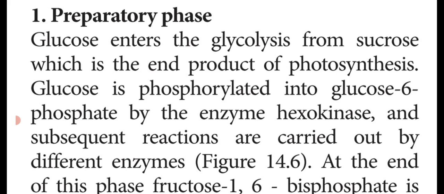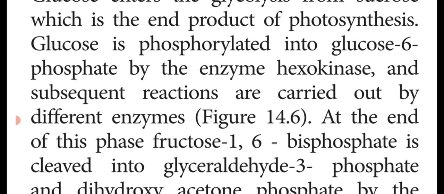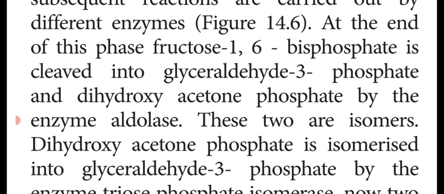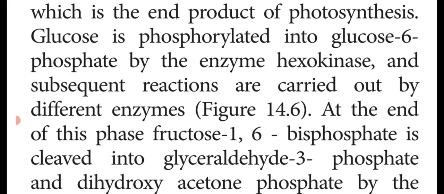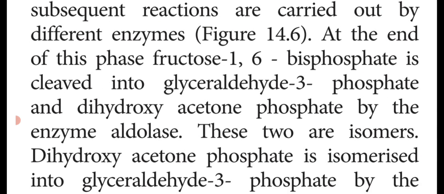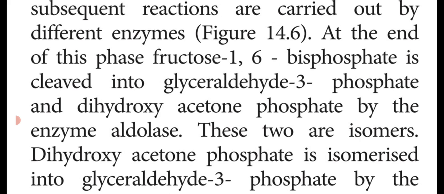In the first step of glycolysis, the 6-carbon glucose molecule is phosphorylated. Phosphorylated means addition of a phosphate molecule. So glucose is phosphorylated into glucose 6-phosphate. This reaction takes place by the enzyme hexokinase, and the subsequent steps or reactions take place with the help of different enzymes. At the end of this glucose 6-phosphate phase, it is modified into fructose 1,6 bisphosphate.